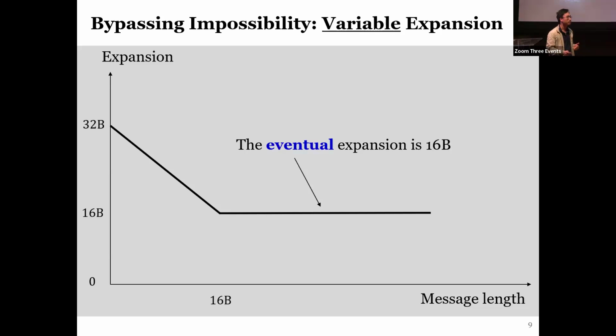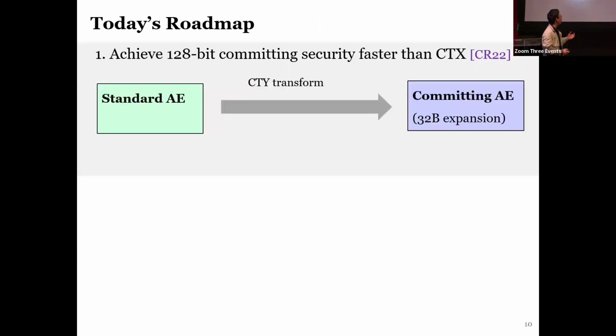a practical solution. The gap is kind of large, so I would break that into two steps. First, I will show how to get 128-bit committing security very quickly, even if we have to pay the price of a 32-byte expansion. In particular, we build a CTY transform that turns a standard AE scheme into a committing AE of 32-byte expansion. And the overhead here is the hashing of the AD, which is inherent.